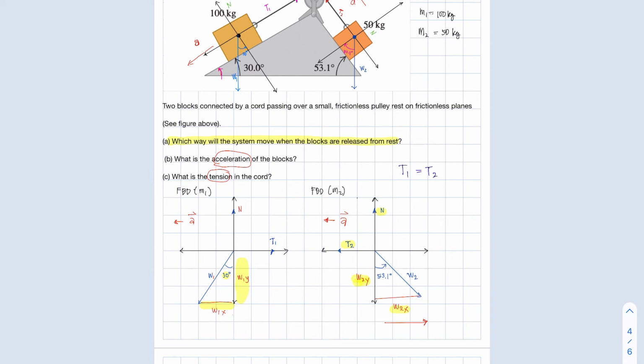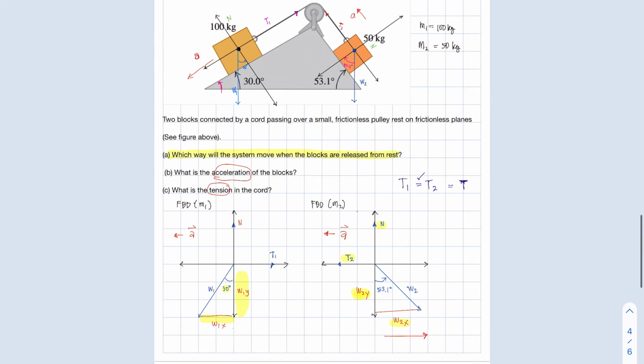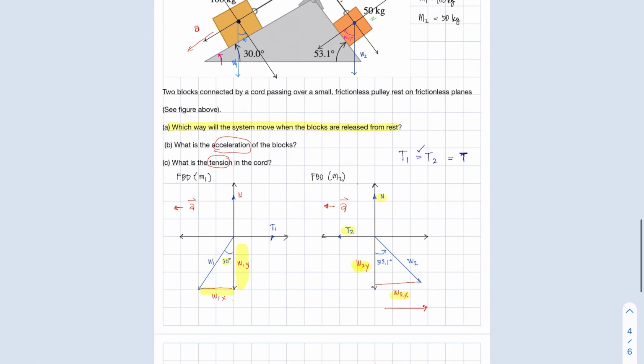So try to analyze. The answer is they are just equal. So T1 is just equal to T2. So what happens then is I will just set T1, either T1 or T2, equal to T. They are equal for the same reason that we mentioned from the previous video, that basically they are just connected with the same string. So whatever the pull of the other one, that will also be experienced by the other body. So yung T1 mo dyan at saka T2, they are just equal. So I am setting them just equal to T.